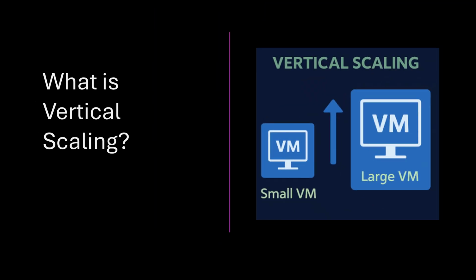Vertical scaling, also known as scale up or scale down, means increasing or decreasing the size and power of a single virtual machine. You are not adding more VMs. You are making one VM more or less powerful by adjusting CPU, memory, or storage. Let's say you have a VM that's over provisioned on weekends. You can scale it down to a smaller size and save cost. Then, when traffic picks up on Monday, you can scale it back up to handle the heavier load.